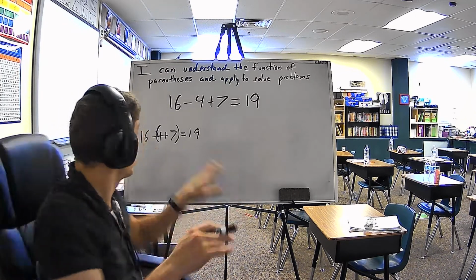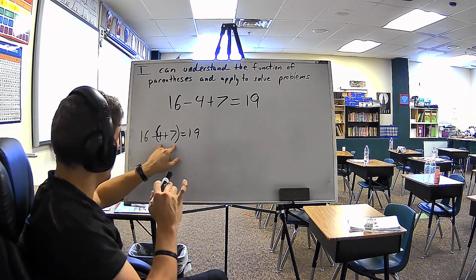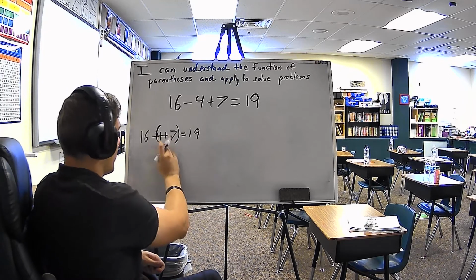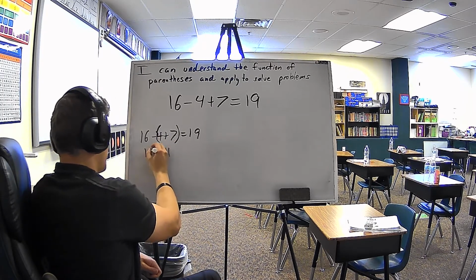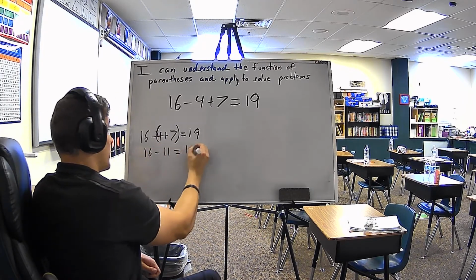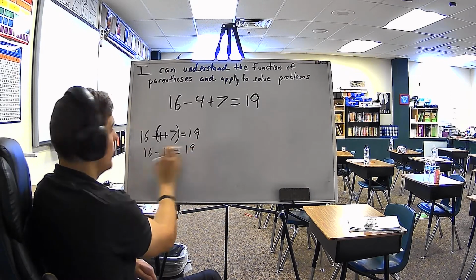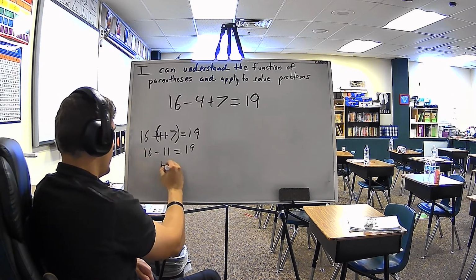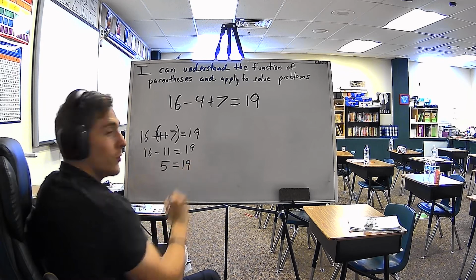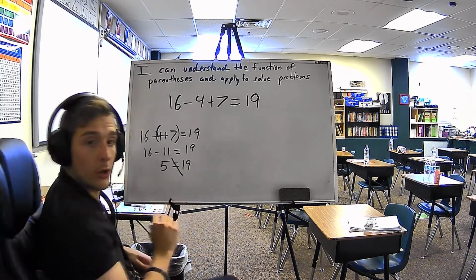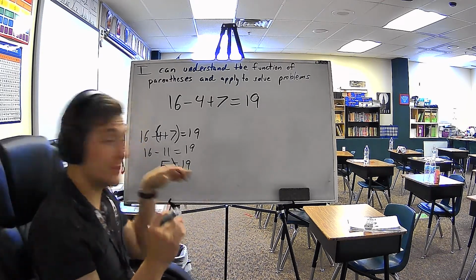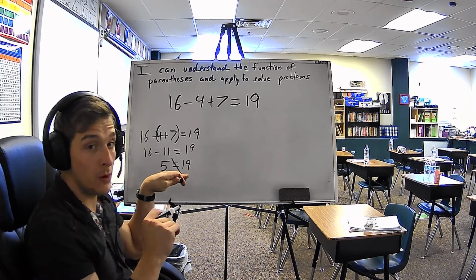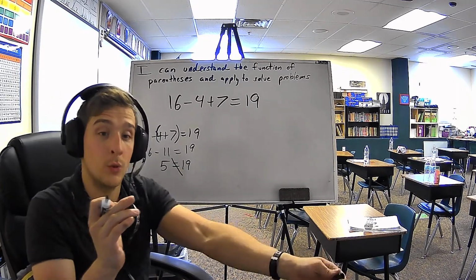So anyways, parentheses first, I'm going to put them around the 4 and the 7. 4 plus 7 is 11. Drop down the 16 minus, and remember, we're still trying to get it to equal 19. 16 minus 11 is 5. Does 5 equal 19? Nope, it does not. So does that one work? No. I can make the assumption that the other one will work, but I'm still going to write it out just to try.